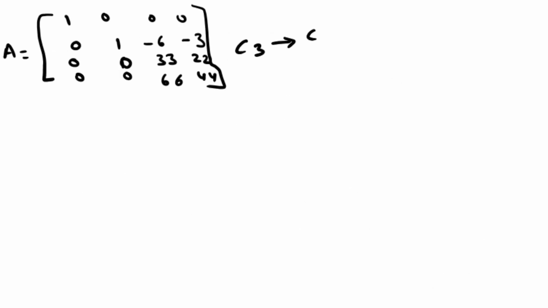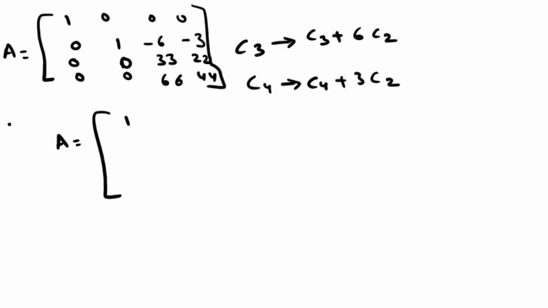C3 implies C3 plus 6C2 and C4 implies C4 plus 3C2. A is equal to 1, 0, 0, 0, 0, 0, 0, 0, 0, 33, 66, 0, 0, 22, 44.